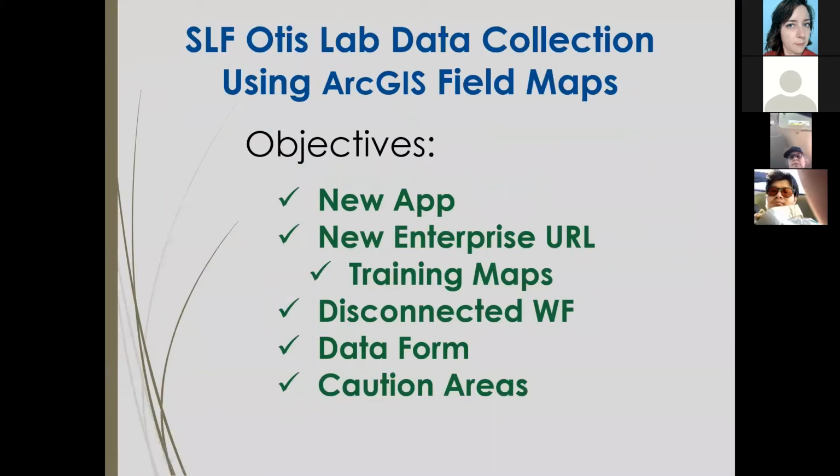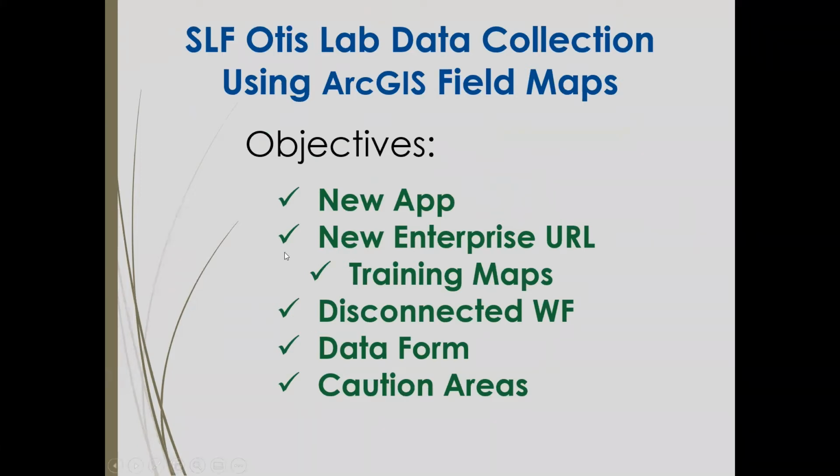This is our list of objectives. I mentioned that Field Maps is the application being used, and we'll talk about that a little bit. Today, the new app. We're going to talk about a new enterprise URL. Signing into the ArcGIS Field Maps application requires that you enter a URL, and it's new this year from last year. It's documented in those documents that I told you about, and we're going to look at that.